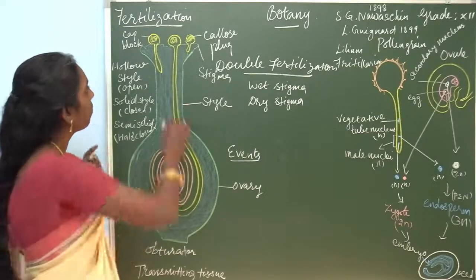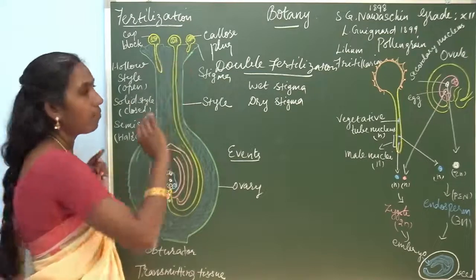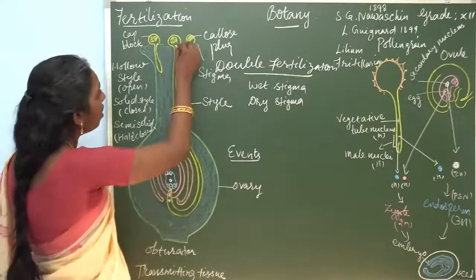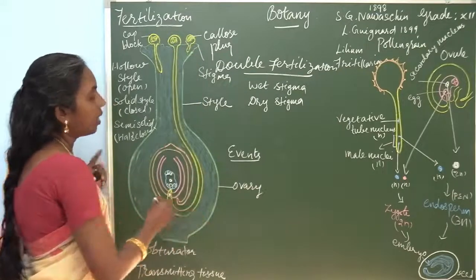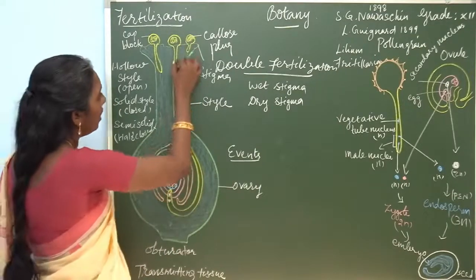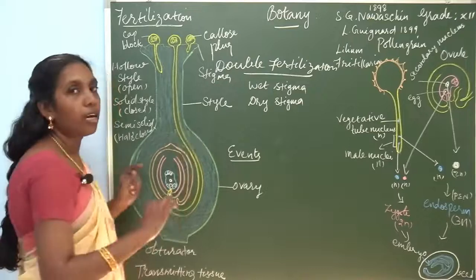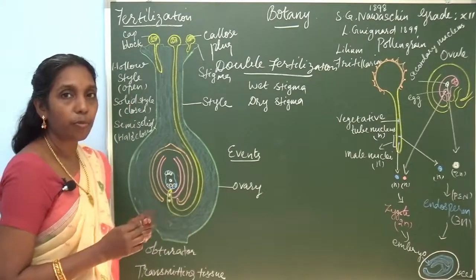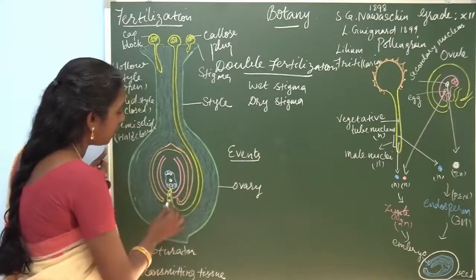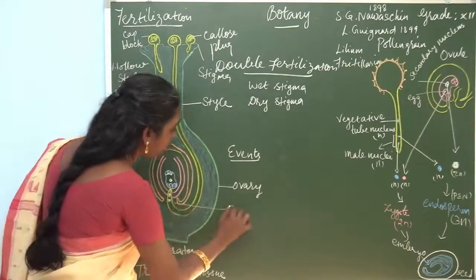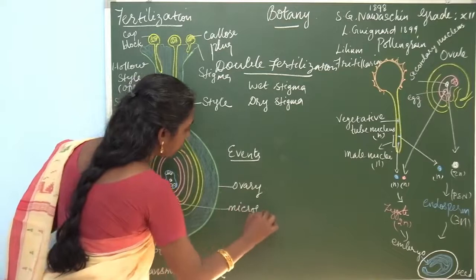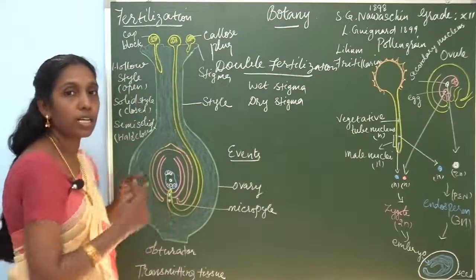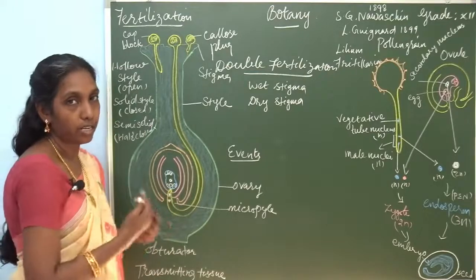The next event is this germination. As soon as the pollen grain germinates, it starts to elongate. It grows along the length of the stylar region. Then there is the direction of the pollen tube towards entry through the micropylar region. This region is the micropyle. Direction of the pollen tube towards the micropylar region.